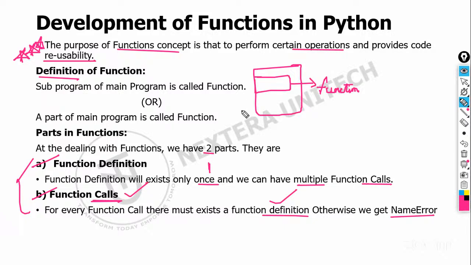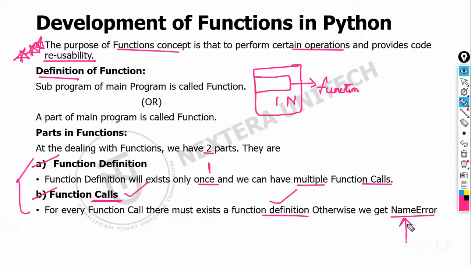Within a program, you'll have a function definition existing only once, but you can have multiple function calls. Before you call a function, ensure that the function has been defined. If not, you'll get an error. What error? It will be a name error.